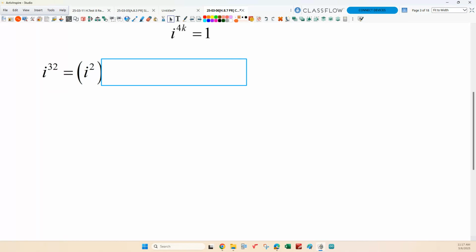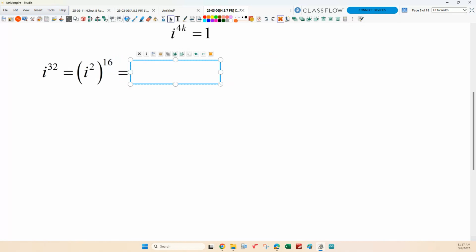Well, I squared is what? What's I squared equal to? Negative 1. Yeah, so what I've really got here then is just negative 1 to an even power. What's negative 1 to any even power? 1. What's negative 1 to an odd power? See the trick? So this is just equal to 1.